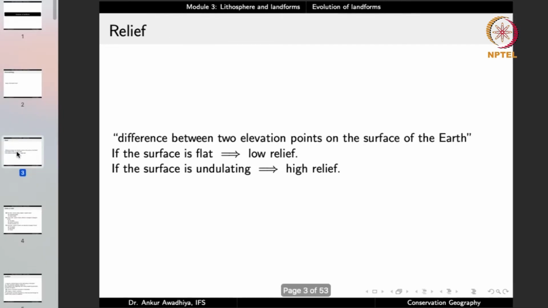Now, one of the most important concepts in the case of geomorphology is relief. Relief is the difference between two elevation points on the surface of the Earth. If the surface is flat, we say that there is a low relief. If the surface is undulating, we say that it has a high relief. So it is the difference between two elevation points on the surface of Earth.